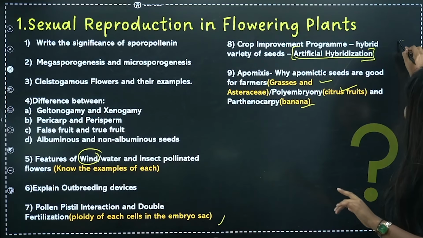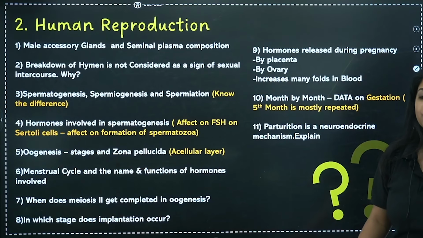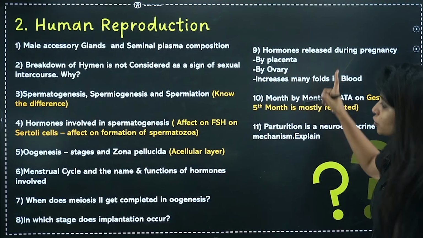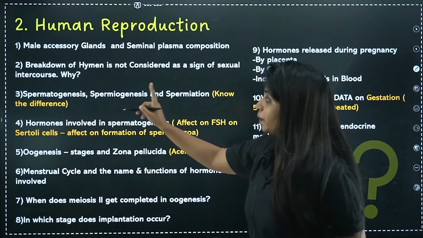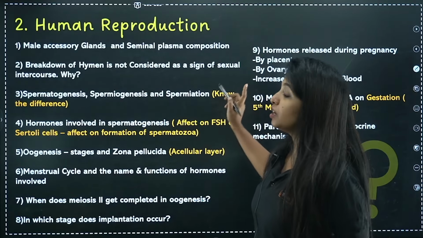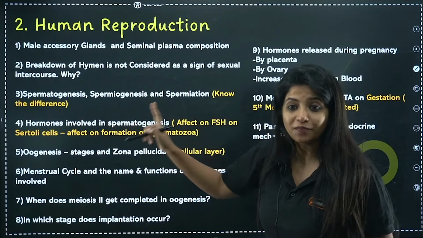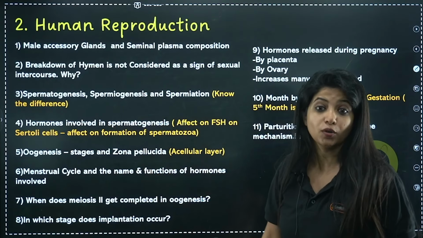Now going ahead, I'll move to the next chapter, that is human reproduction. Again, these many questions are there. Practice all of them. Here, spermatogenesis, spermiogenesis, spermiation. Know the differences between each of them. You might get an MCQ on the basis of it.